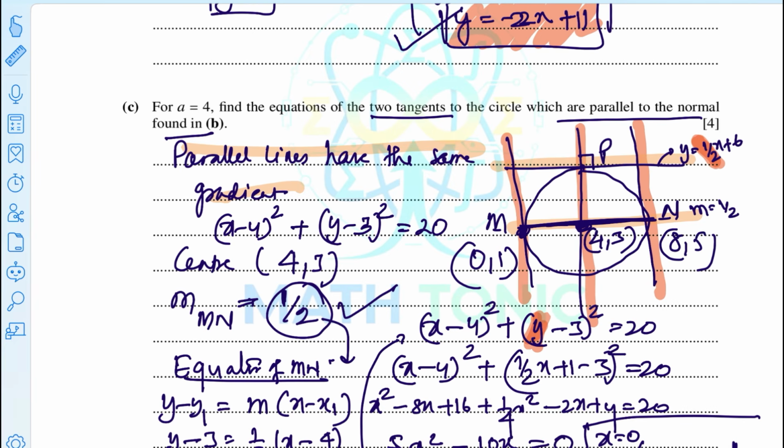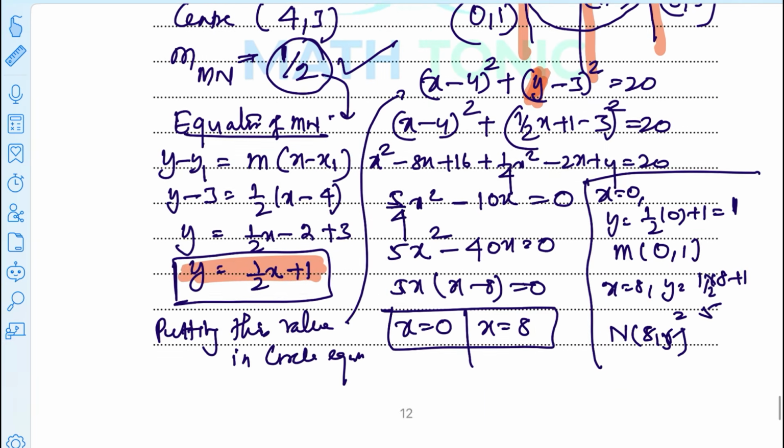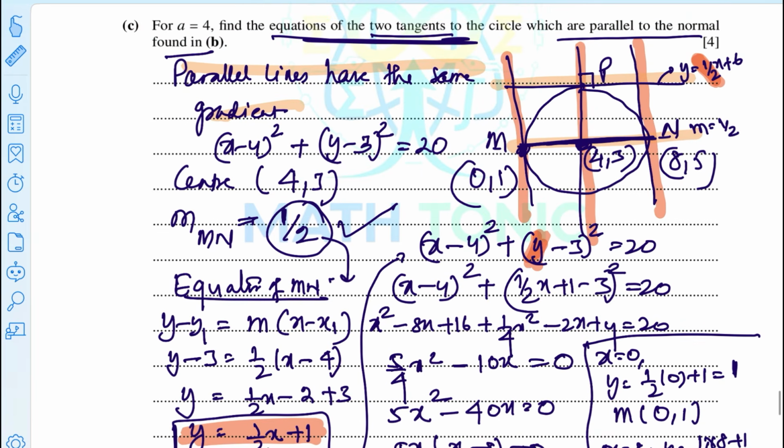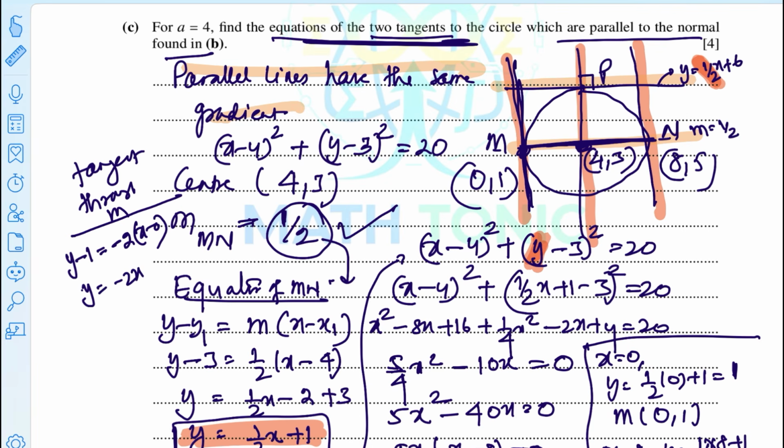Is it okay? Yes. Now what is the question all about? Find the equation of the tangent. How to find the equation of a tangent? That means the tangent through M. So y - y1, so y - 1 equals m, we have -2, times (x - 0). If you rearrange it, we get y = -2x + 1. This is the tangent through M, right?